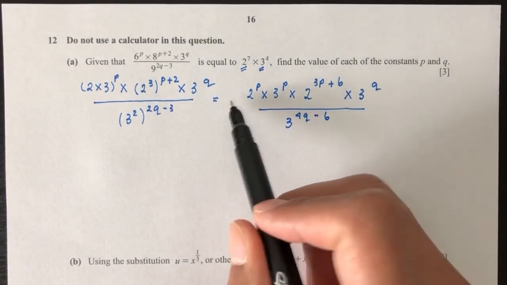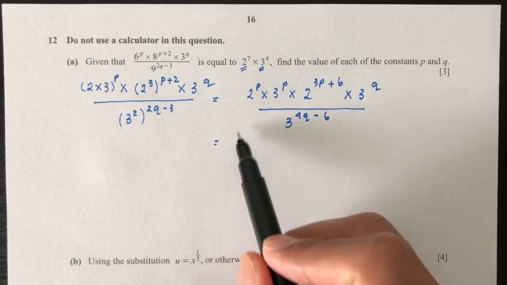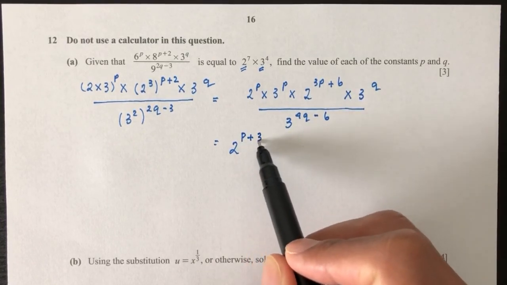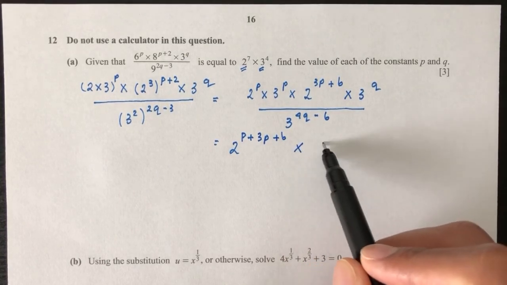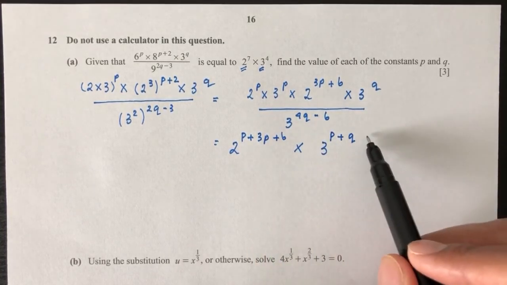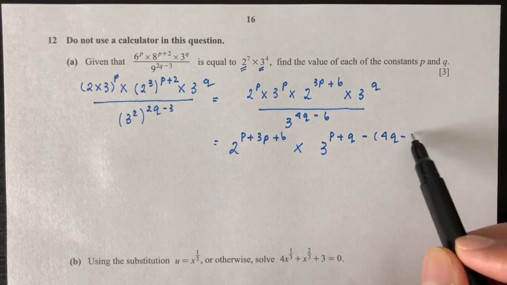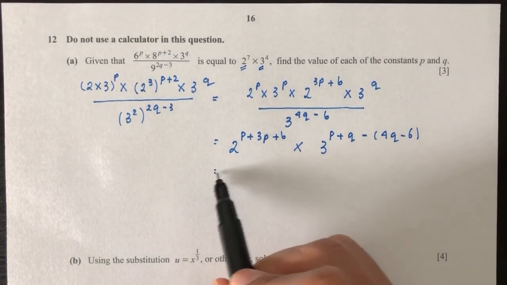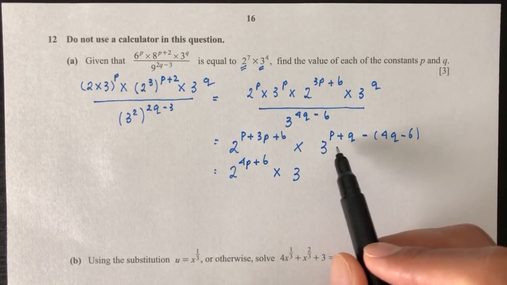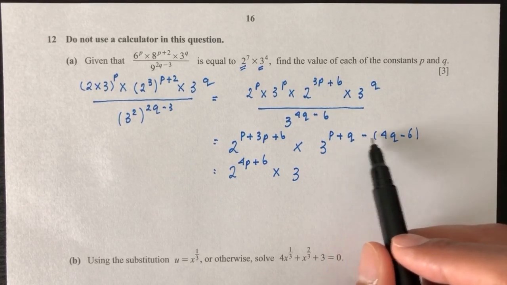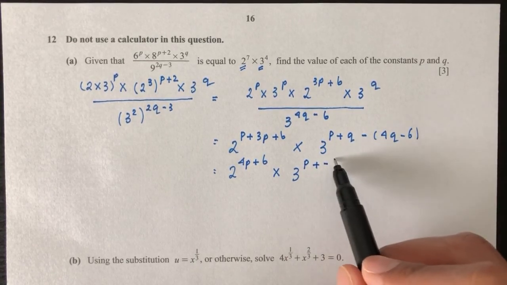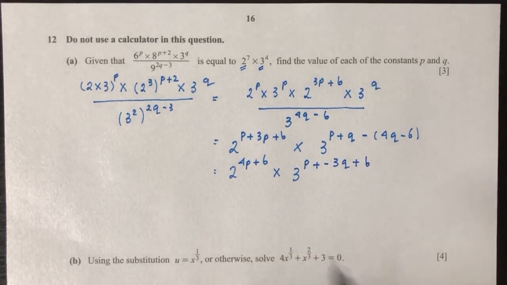Now let's regroup the same bases together. The 2's together, and the 3's together. For the 2's, we have 2^p times 2^(3p+6), so it will be p plus 3p plus 6. For the 3's, we have 3^p times 3^q divided by 3^(4q-6), so p plus q minus 4q plus 6. Now let's simplify. Here we have 2^(4p+6) times 3^(p-3q+6). Now we have to compare to this one.